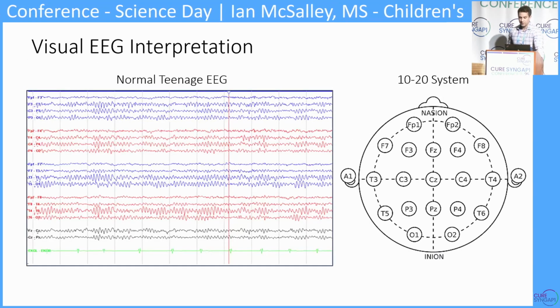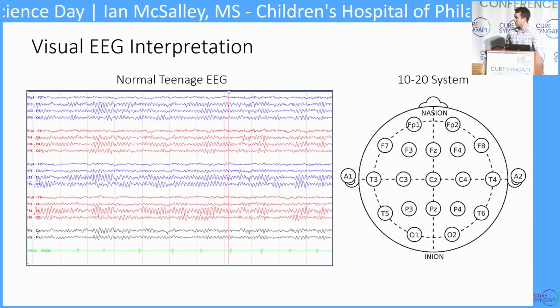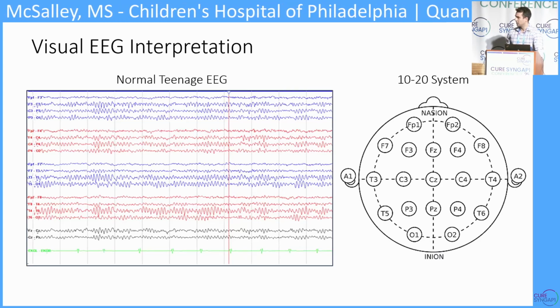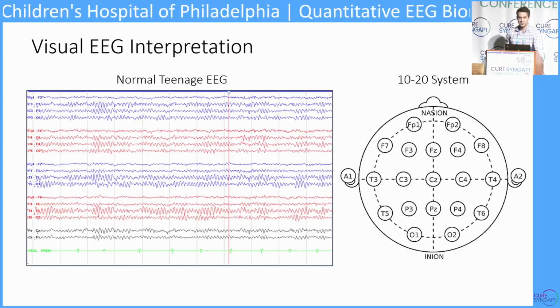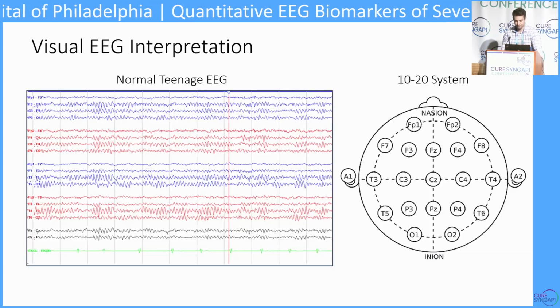So here on the left, I'm showing you a short EEG recording of a healthy teenager. Each line shown here is in a bipolar montage representing the difference in voltage recorded by two adjacent electrodes. Typically, in clinical practice, electrodes will be arranged in the 10-20 system as shown here on the right, with the head pointed towards the top of the screen.